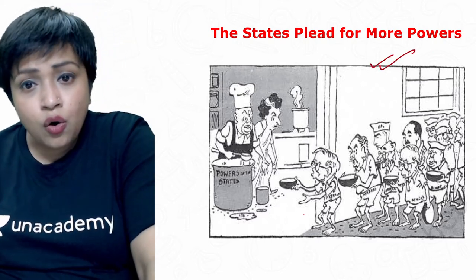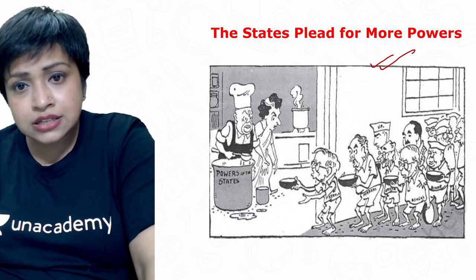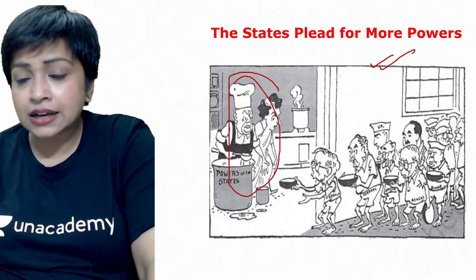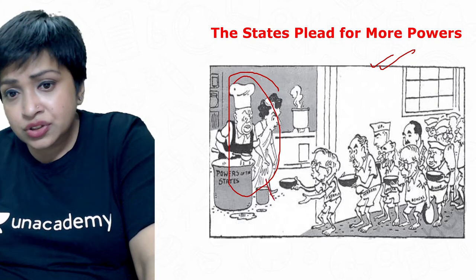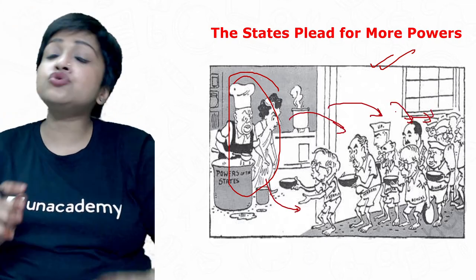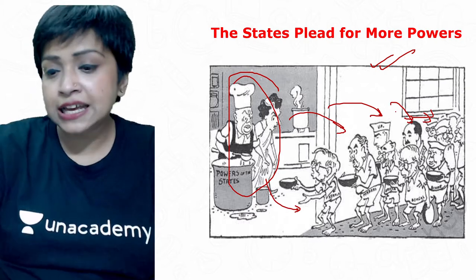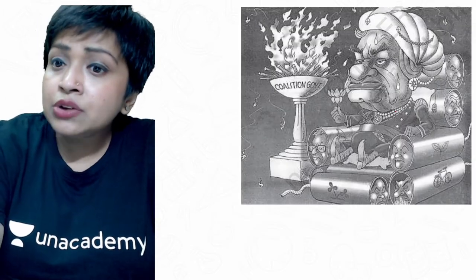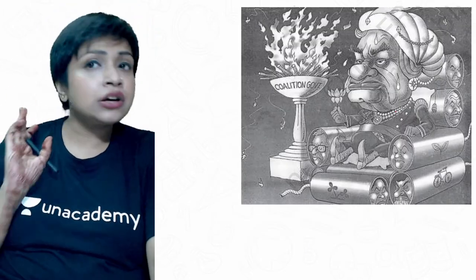If you see all the state governments, so this is the union government. This is Indira Gandhi and her government. So they are distributing powers to the various state governments. But this changed after the coalition government came into the scene. Okay, now this is what happens during a coalition government.